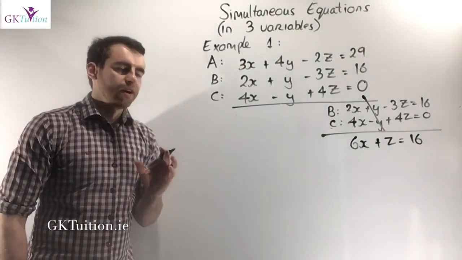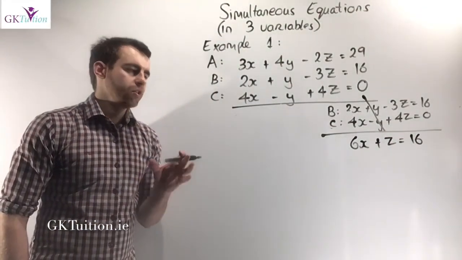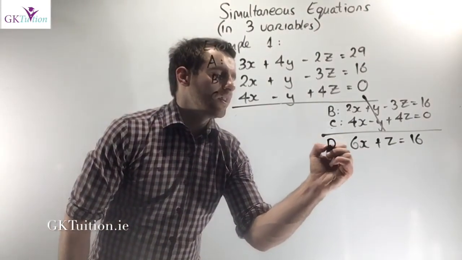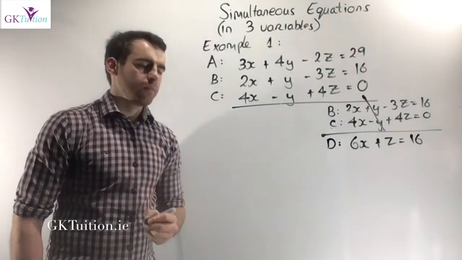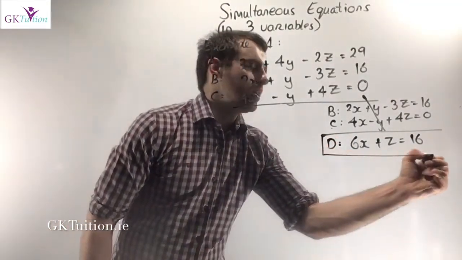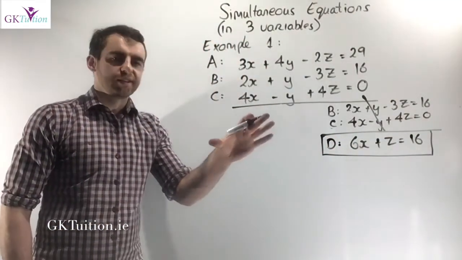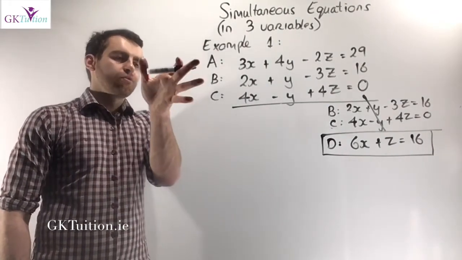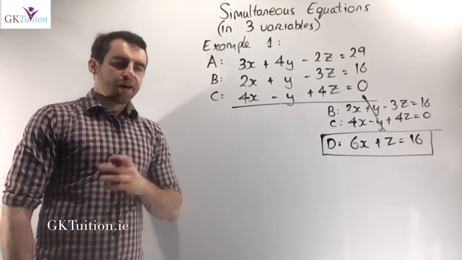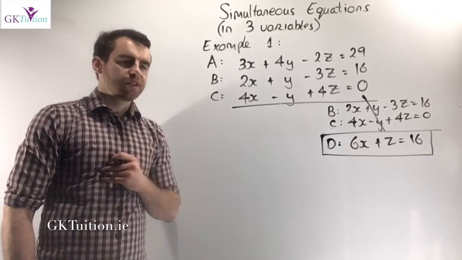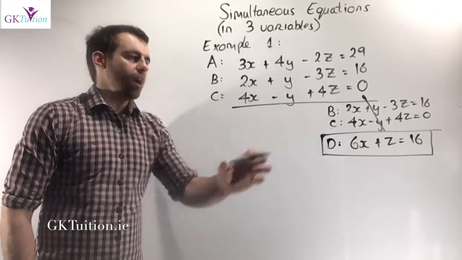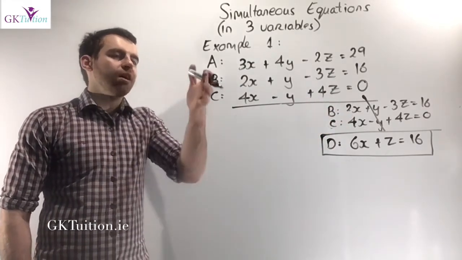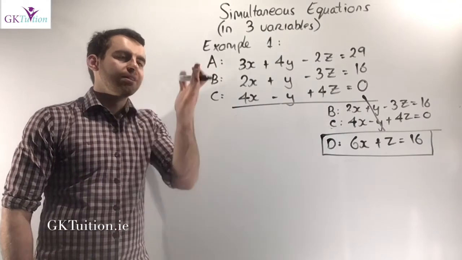So now I have an equation with two unknowns, just an x and a z in it. I'm going to refer to this as equation D. I'm going to come back to equation D in a moment, but for the moment, it's not really useful to me. I'm going to now look back at the three original equations. I need to take two of the equations and eliminate the y's. I've eliminated the y's using B and C. So now I can either take A and B or I can take A and C.